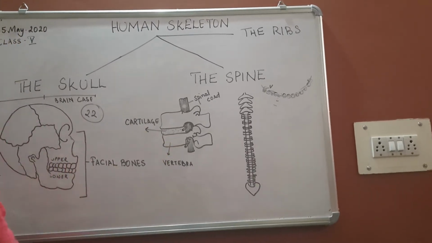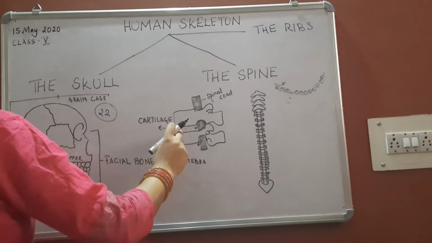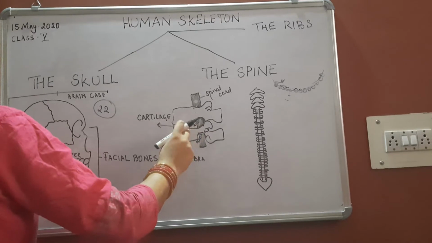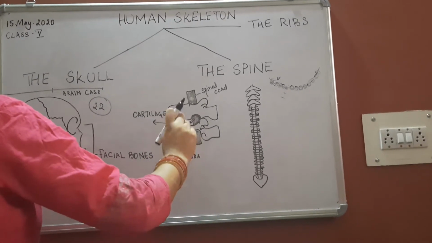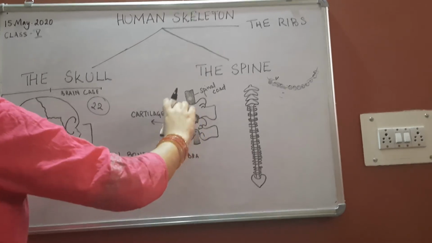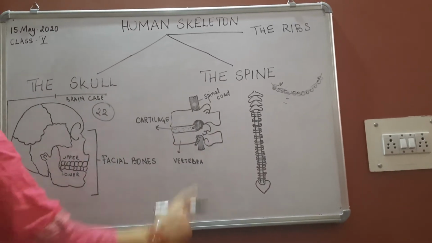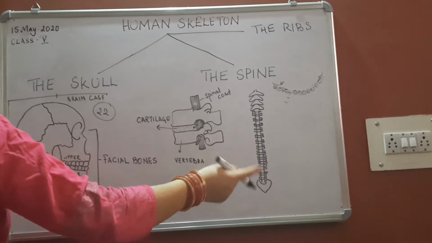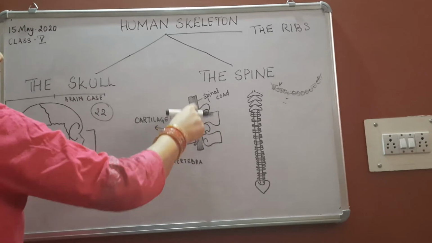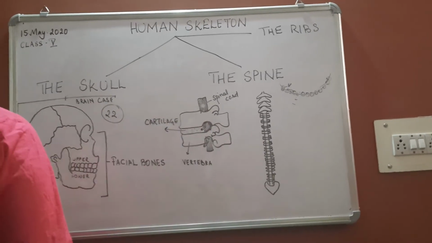Now what is the work of this cartilage? These are small discs made of cartilage between two vertebrae. They act like shock absorbers and also stop the bones rubbing against each other. It is due to the vertebrae that we are able to bend and twist our backbone. Each vertebrae has a hole in it. The spinal cord passes through the hole.